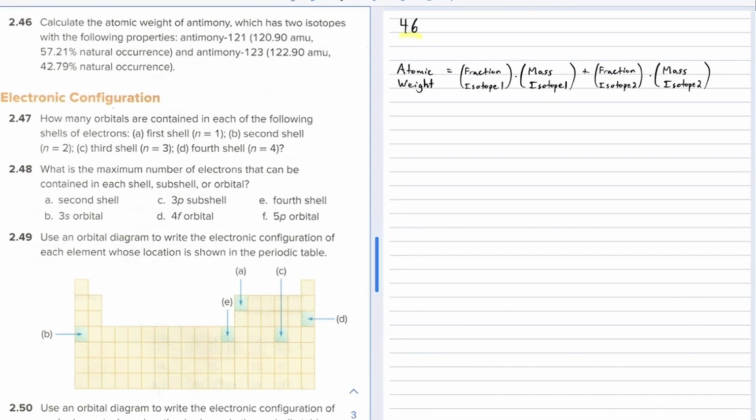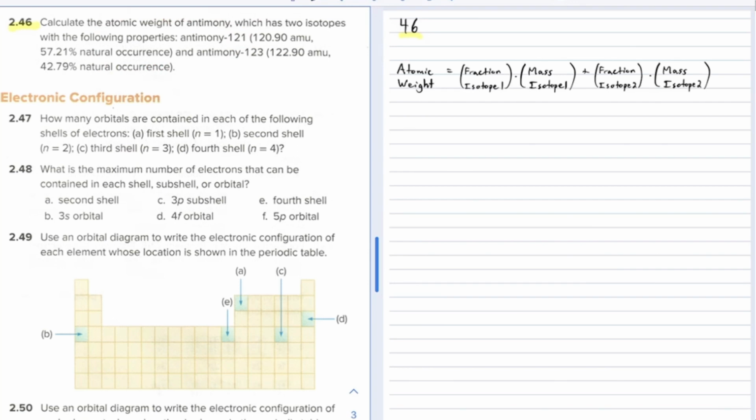Number 46. Calculate the atomic weight of antimony, which has two isotopes with the following properties. Antimony-121, its mass is 120.90 AMU, atomic mass units, and 57.21% natural occurrence. And antimony-123, its mass is 122.90 atomic mass units, and natural occurrence 42.79%. Okay, it's asking us to calculate the atomic weight.